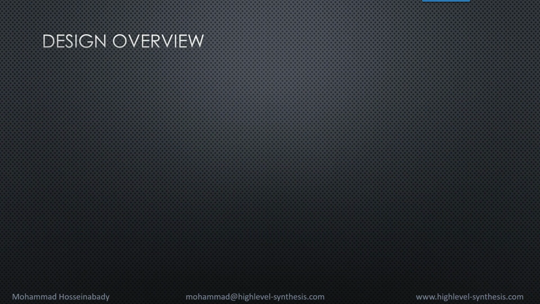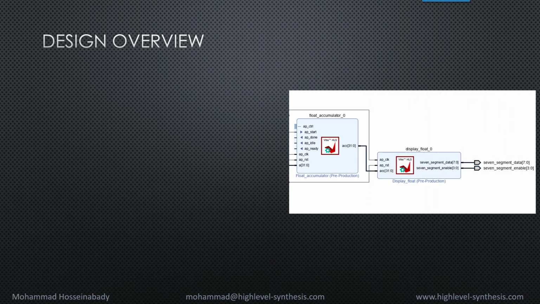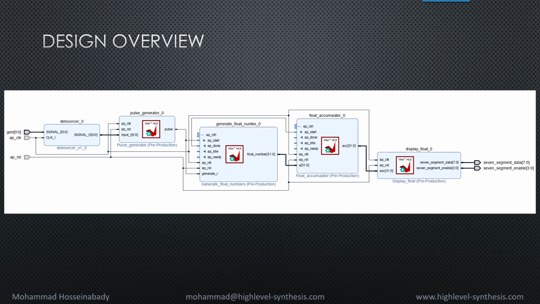This slide shows the final design in Vivado. We have the float accumulator IP. Then, we have another IP that receives the accumulator output and shows that on the 7-segment display. However, as we cannot generate floating point numbers easily on the board using the basic input mechanisms such as slide switches, we need another IP to generate a sequence of floating point numbers. This IP generates a floating point number whenever we request that through its input by a single cycle pulse, which a push button will generate. Therefore, we need a debouncer and pulse generator IPs. Also, we use the AP done output of the number generator IP to start the accumulator task.